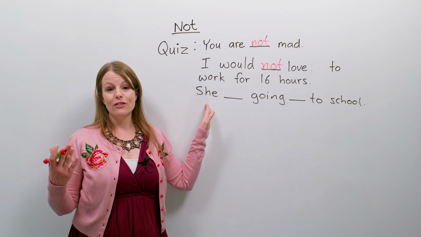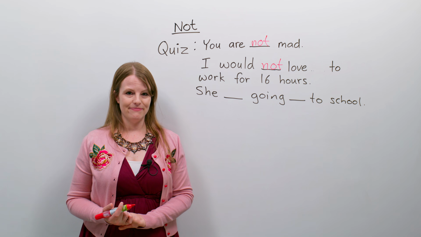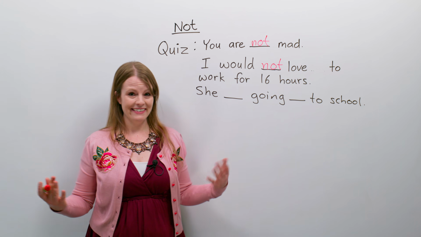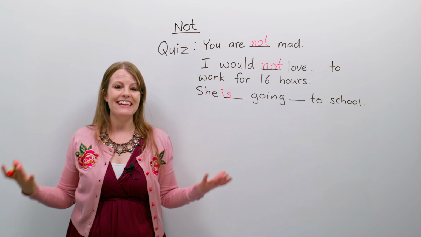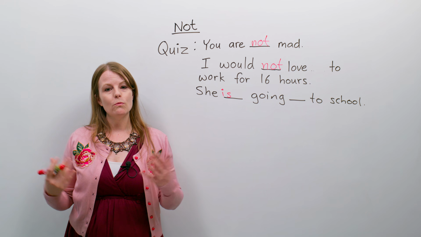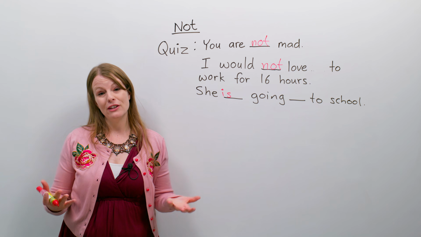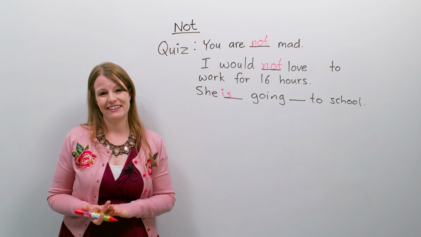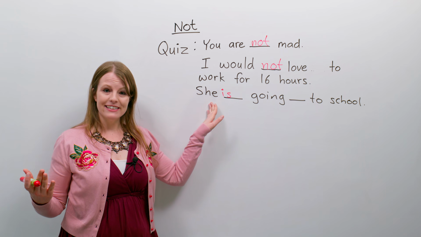All right, let's look at the third example. She going to school. So we need the word is. But to make this negative, where do we put the not? Or do we use no? Do we say she is no going to school or she is not going to school? Well, we would put not.